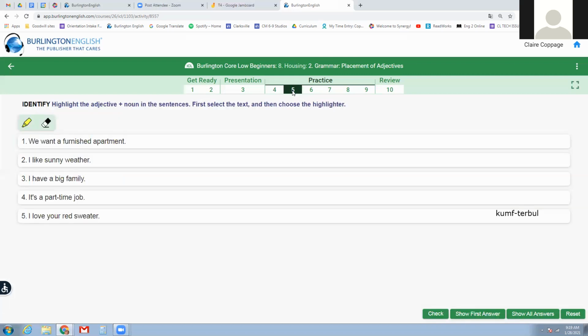Now we can look at the other way where we have adjective first, then our noun. So number one, we want a furnished apartment. Here we have adjective and noun together. Will you do the rest? Okay.